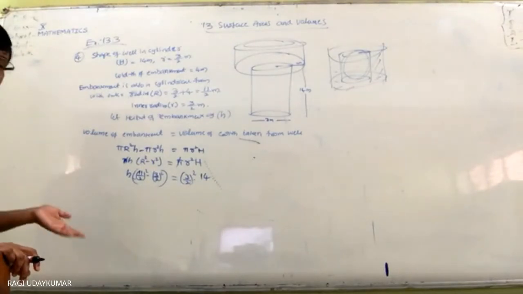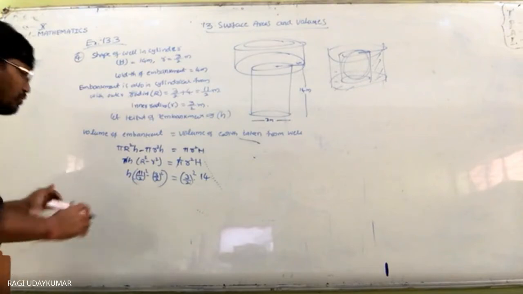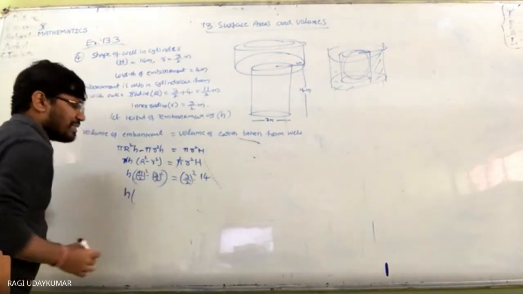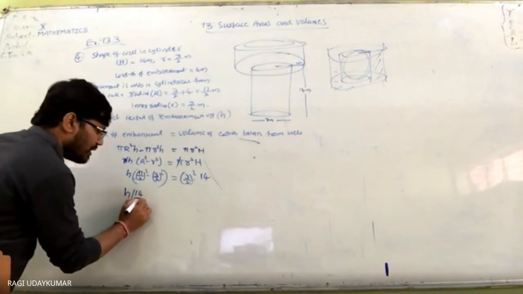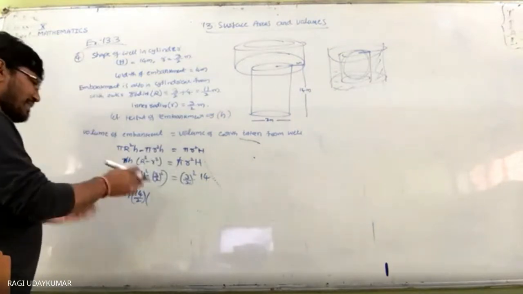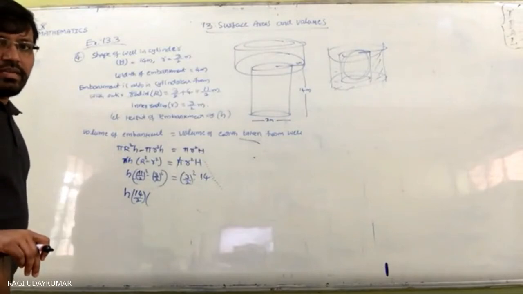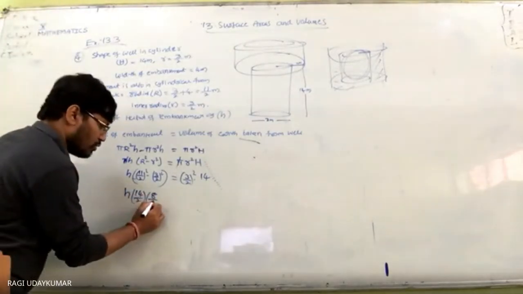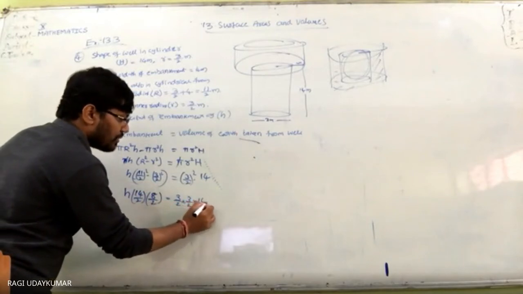Instead of going the long way, you can do it like this. 13 by 2 plus 3 by 2, 13 plus 3 by 2, 14 by 2. So 14 by 2. 11 minus 3, 8 by 2. So it is equal to 3 by 2 into 3 by 2 into 14.